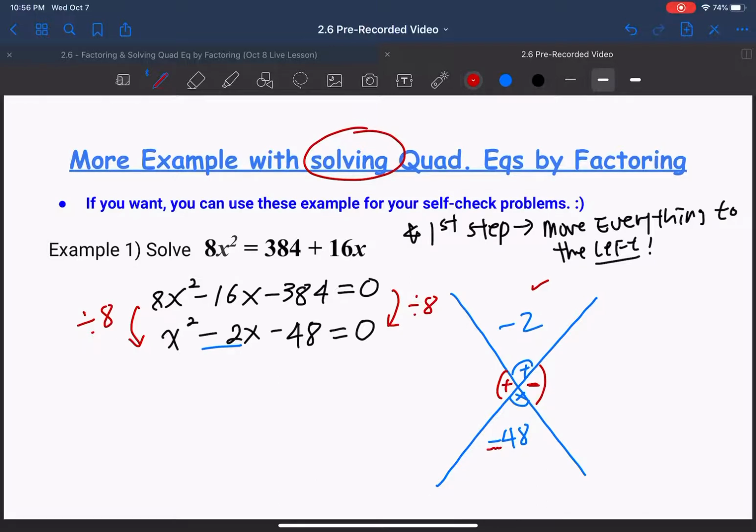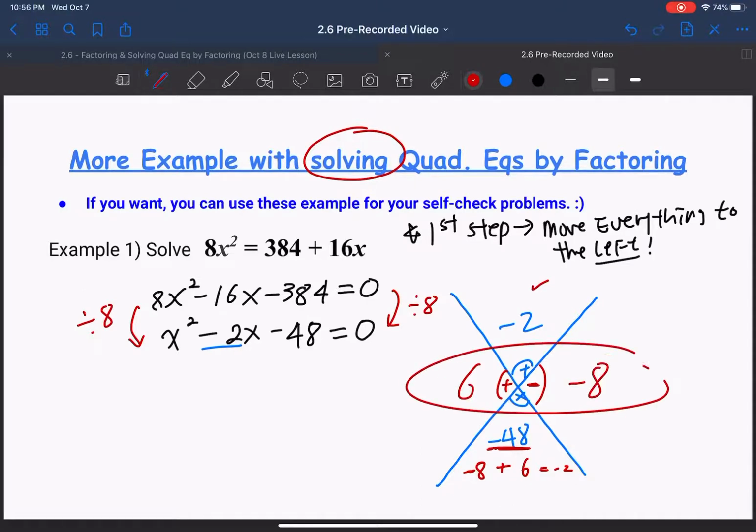For factors of 48, I can do 8 times 6. The bigger number has to be negative, because negative 8 times 6 is negative 48, and when I add, it becomes negative 2. So negative 8 and 6, that's your factors. So I can say x plus 6 times x minus 8 equals 0.